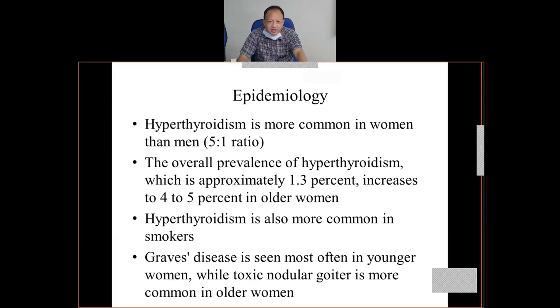Epidemiology: hyperthyroidism is a common disorder, but it is more common in females than in males, with a ratio of 5:1. The overall prevalence of hyperthyroidism is about 1.3%, which increases to 4 to 5% in older women. Hyperthyroidism is also more common in smokers. Graves' disease is commonly seen in younger women, while toxic nodular goiter is more common in older women.